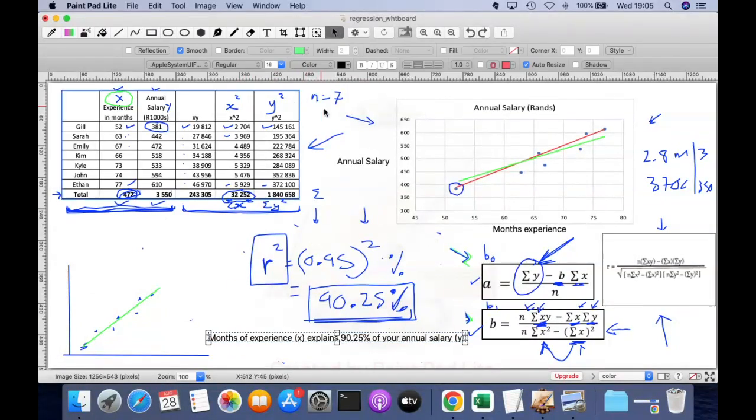Sorry, I forgot to say something else. It's not 90.25% of your annual salary. It's 90.25% of the variation of your annual salary. Sorry, this is what it should be. Check the chat now. I think I've got a question.